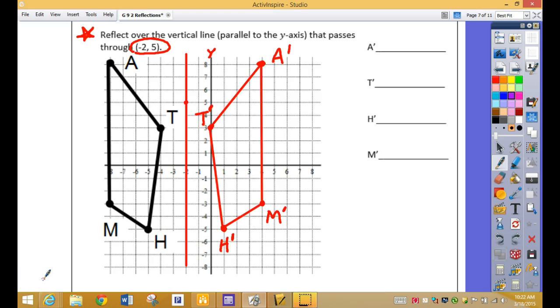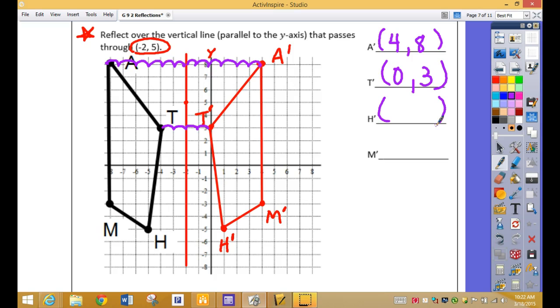Alright, so hopefully yours looks like that. Because I'm equal parts away from that line of reflection. 1, 2, 3, 4, 5, 6. 1, 2, 3, 4, 5, 6. Equal parts, equal distance. So what's the ordered pair for A prime? 4 and 8. Yep, 4 and 8. Your new T prime is what? 0 and 3. How many had 3, 0? Be honest. Okay, 0 and 3. How about H prime? 1, -5. Yep, 1, -5. And M prime? 4, -3. Good. Excellent. Next one.